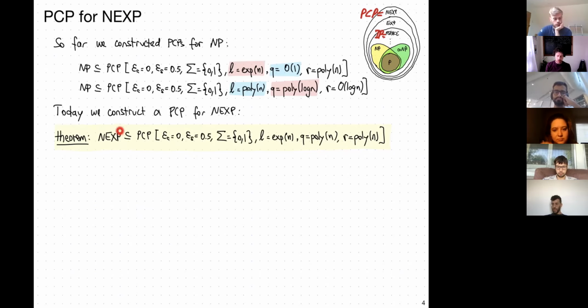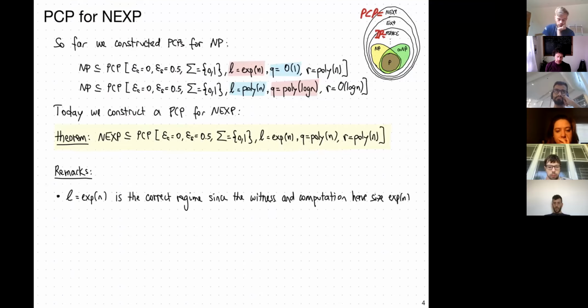And what we'll actually show is that for any language in NEXP, there exists some PCP with perfect completeness, soundness some constant, whatever you'd like, and a binary alphabet. The length of the proof would be exponential, which is fine for us. The number of queries is polynomial, and the total number of randomness would be polynomial. So all of this is something that a polytime verifier is capable of doing.